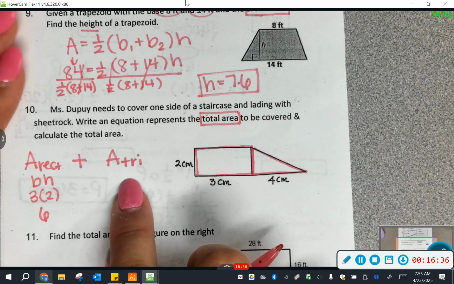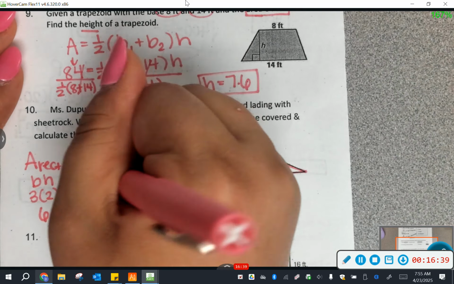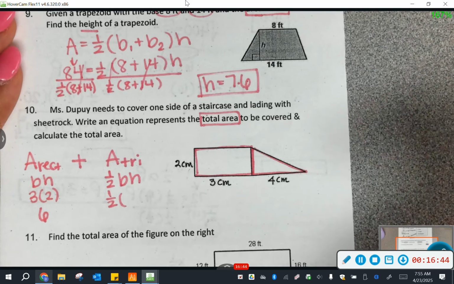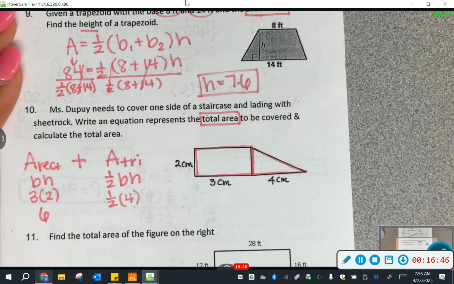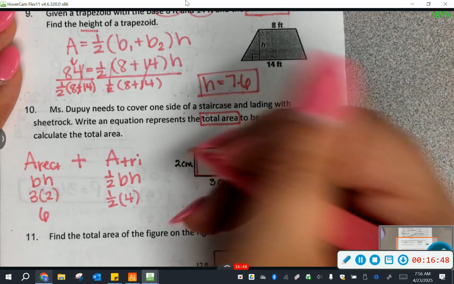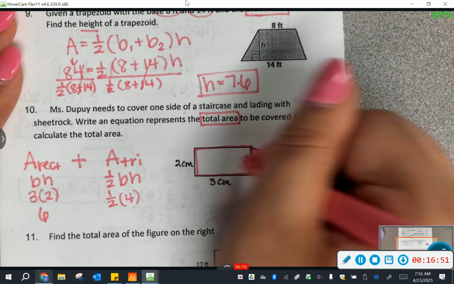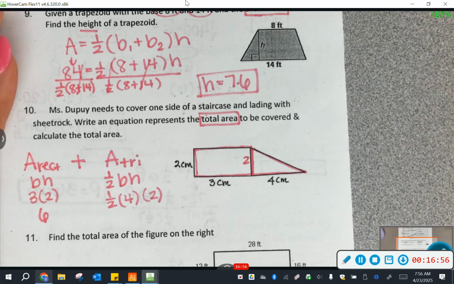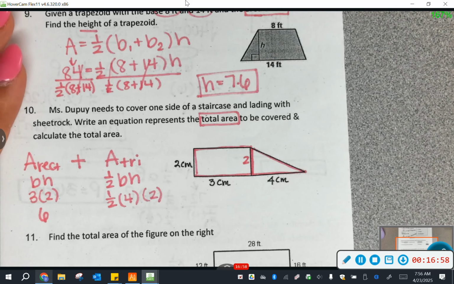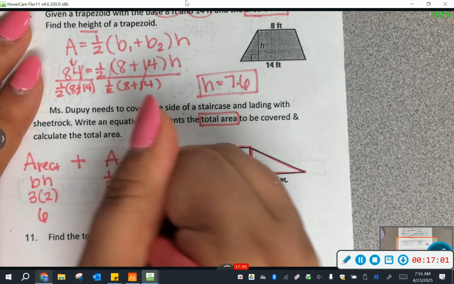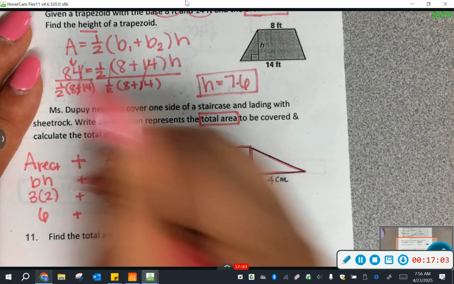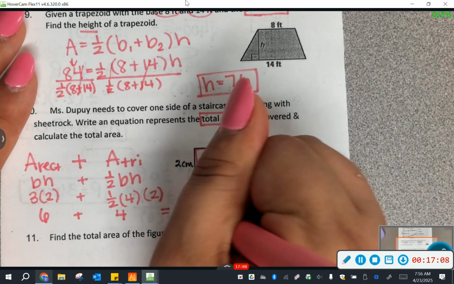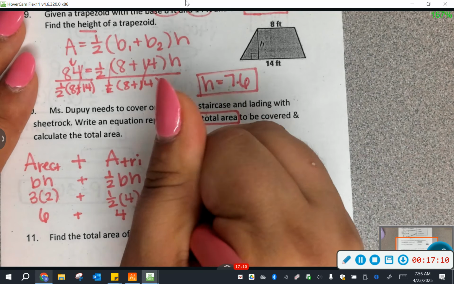Triangle, be careful. What's the formula for a triangle? 1/2. Don't forget that 1/2. So my base is 4. What's the height of this triangle? It's also 2 because it's 2 on both sides of that rectangle. 4 times 2 is 8, and half of 8 is 4. So if I add these, what is 4 plus 6? 6 plus 4? 10 centimeters squared is my answer.